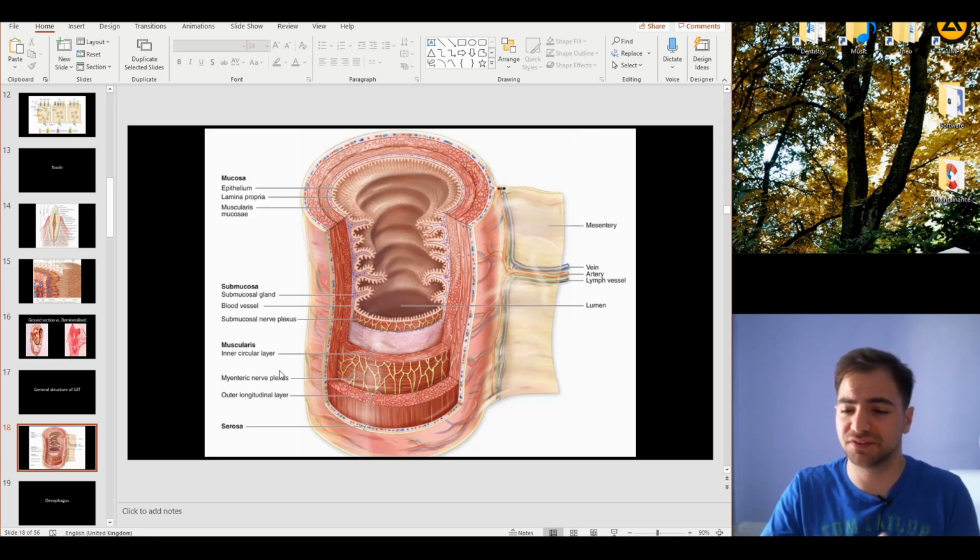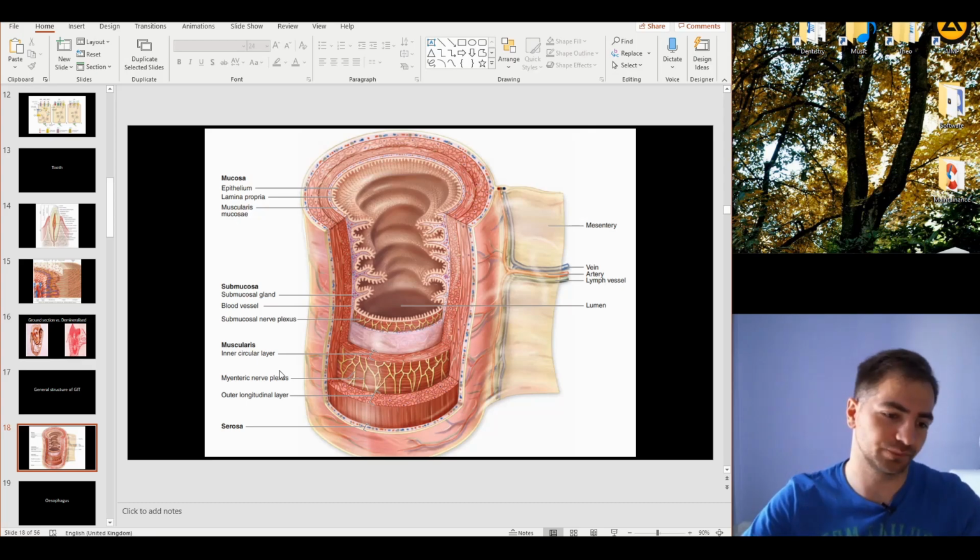And lastly, we're going to find the serosa. The serosa is a layer that is lined with the mesothelium. We've already seen this type of serosa. In some specific locations, we're going to find that the serosa is not present, and instead the adventitia is present. The adventitia is a structure that is a mixture of loose connective tissue, adipocytes, and different blood vessels, and so on.